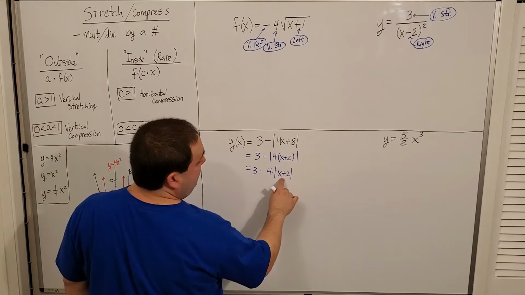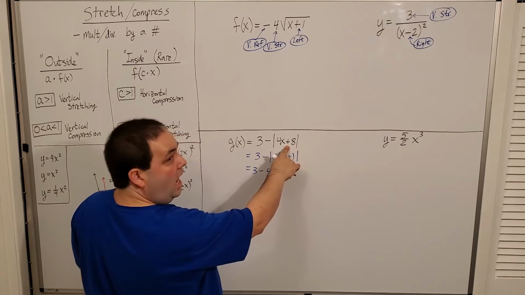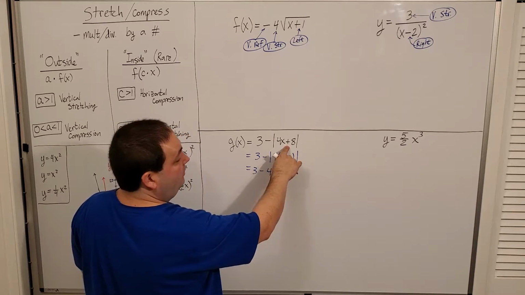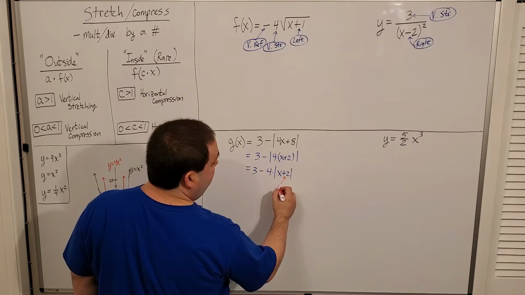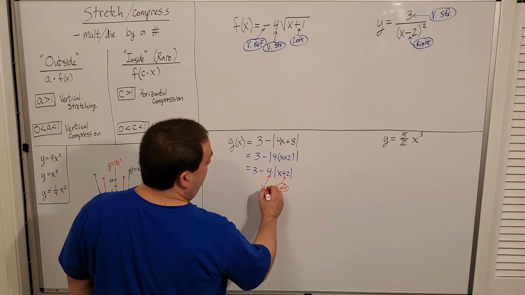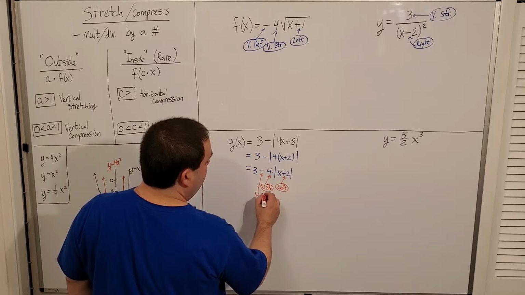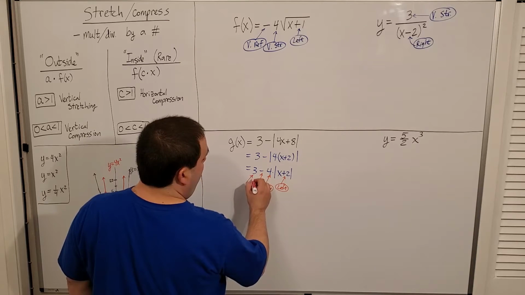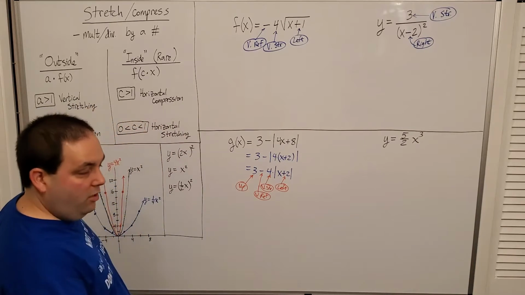Also, it's easier to see the horizontal shift. Okay? Up here, it was not a shift of 8. That would not have worked. But here I can see it right away. This is a shift 2 to the left. This 4 right here is a vertical stretch. The negative right here is a vertical reflection. And the 3 right here is a shift up. And my absolute value, of course, is the parent function.